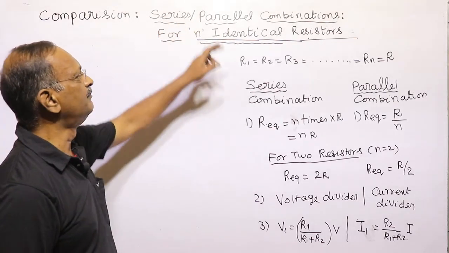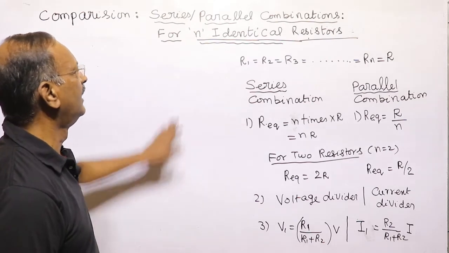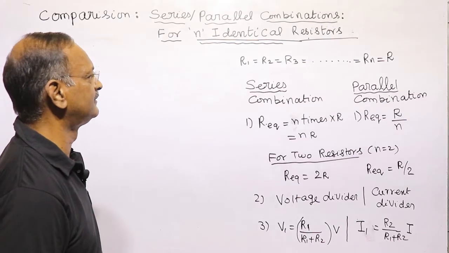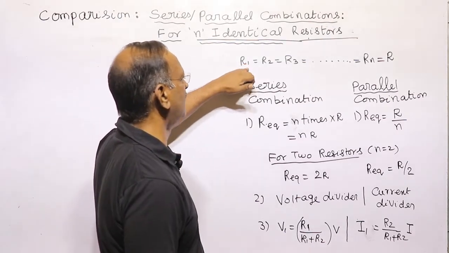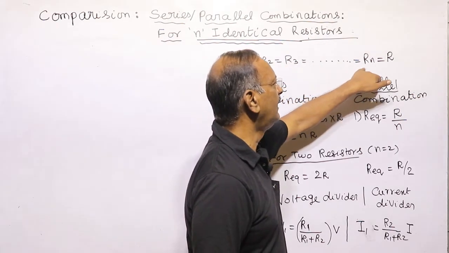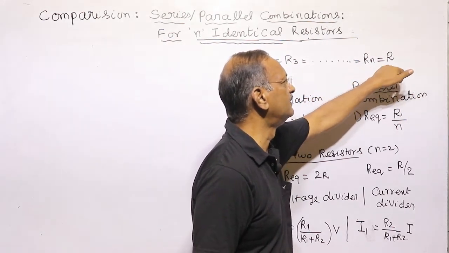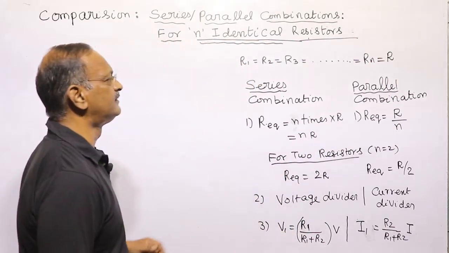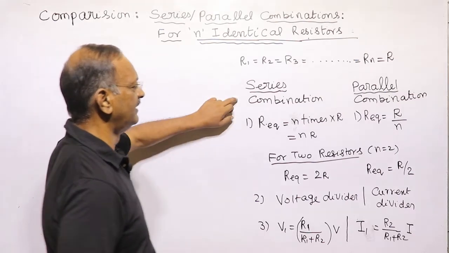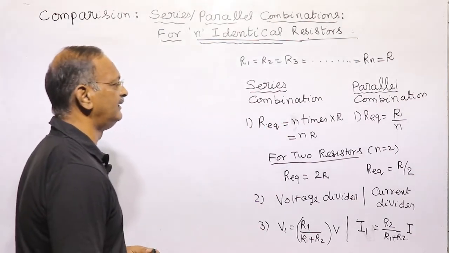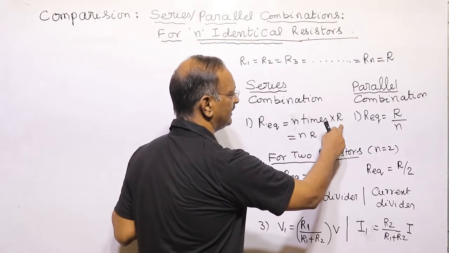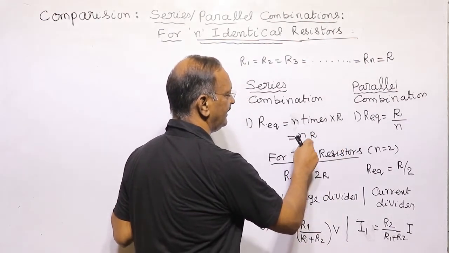Comparison of series and parallel combination of resistors, and this is a special case for n identical resistors. N identical resistors means R1 is equal to R2 is equal to R3. We take n number of resistors whose value is equal to R only. All the resistors' values are equal to R. In series combination, R equivalent is equal to n times the resistance of one resistor, identical resistor, that is n into R.